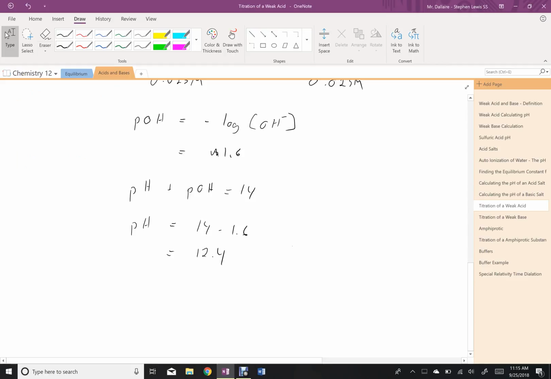So that's what happens in the titration of a weak acid. I'm going to do this again from a base perspective, and you can check out those videos.